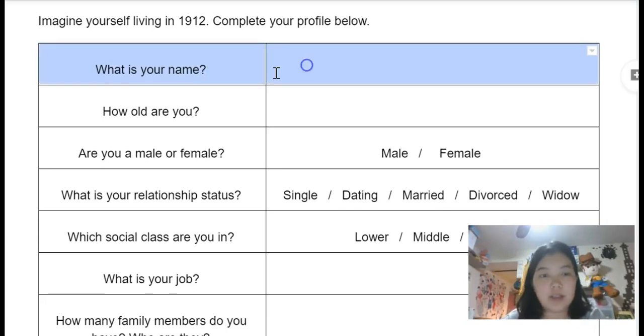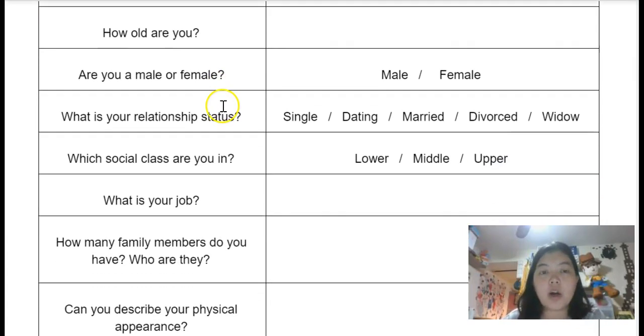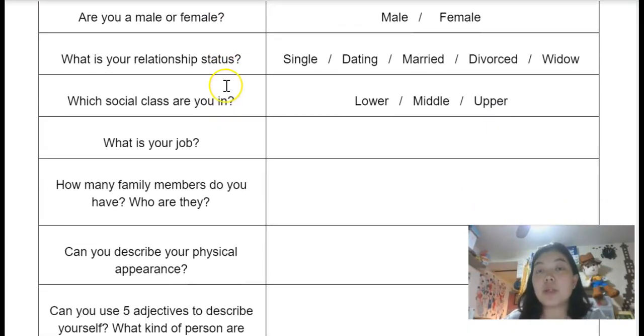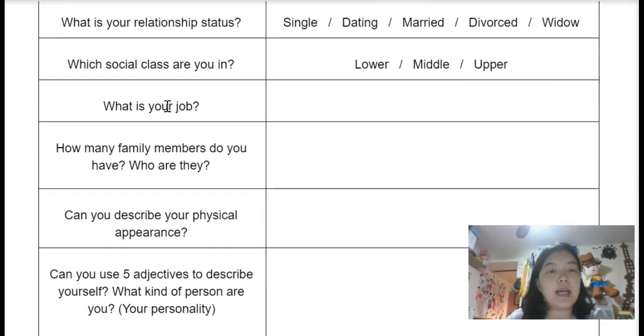Write your name. How old are you? Are you a male, female? Your relationship status. Are you single? Are you married? Are you divorced? Or your partner has passed away? Are you a widow? And then which social class are you? The lower class, middle class, or upper class? Then what is your job based on your social class?